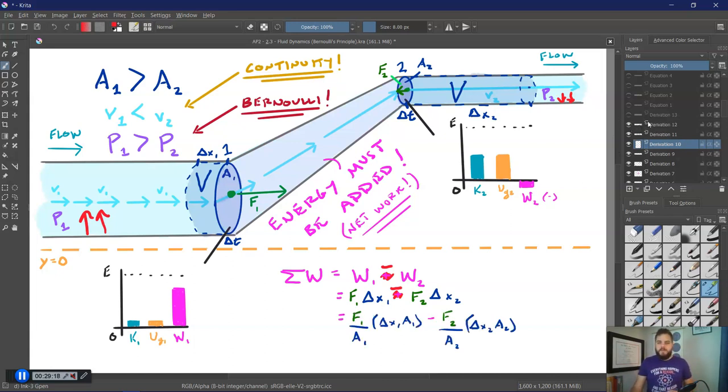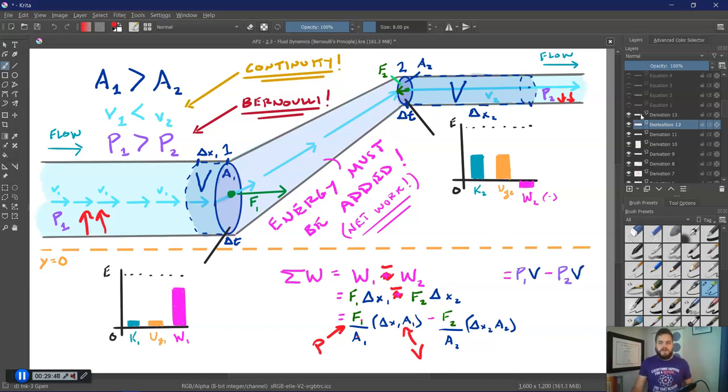Now, we're going to do something a little tricky, which is I'm going to multiply both of these by 1, and specifically how I'm going to do that is I multiply the first region by A1 divided by A1, so A1 over A1 is just 1, and I multiply section 2 by A2 over A2. Well, what's the reason for doing that? Well, one, a force over an area is just a pressure, and a delta x times an area is really just a volume.